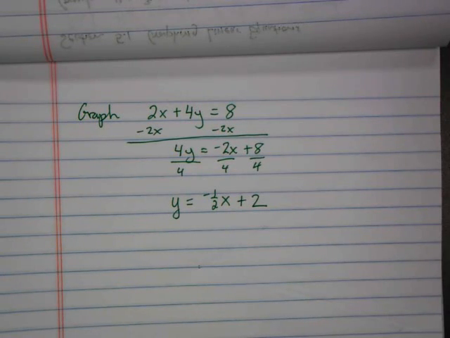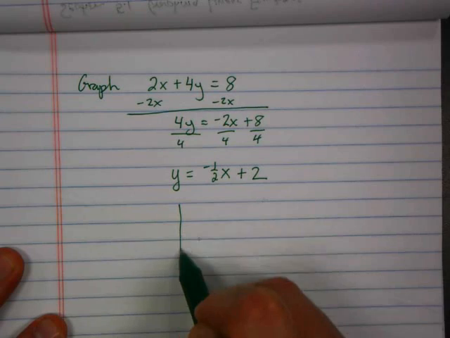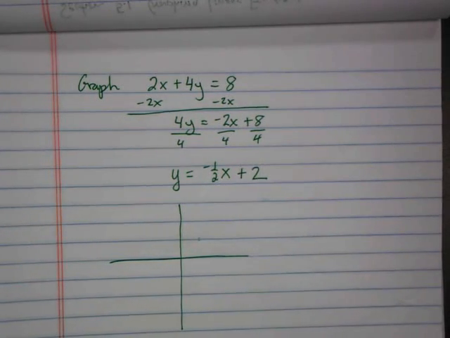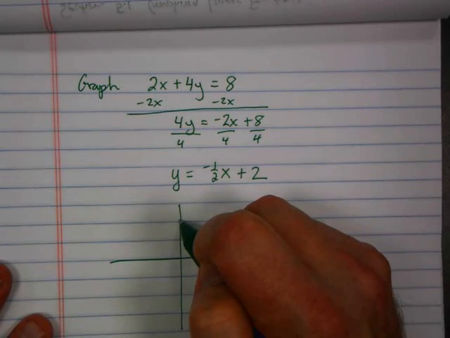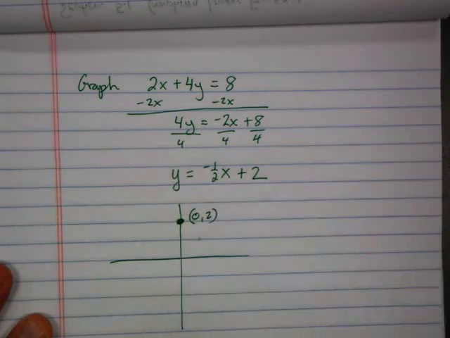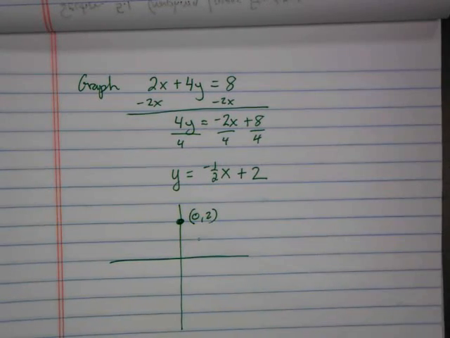All right, so sometimes we have to do a couple steps to get the y all by itself. Once we have the y all by itself, we know what to do. We draw our graphing grid here. Where's my y-intercept? 0, 2, which is right about here. And then how about my slope?